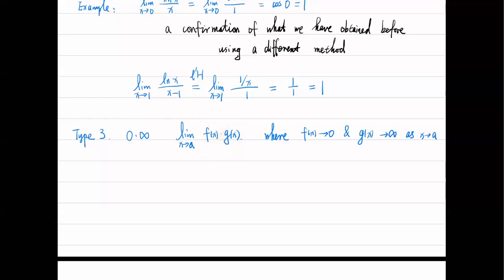There's a competition between the two. Which one dominates? If this one goes to 0 faster than this one goes to infinity, the limit will be 0. If this one goes to infinity faster than the speed of this going to 0, the limit will be infinity. So in this case, we will convert this to one of the previous types. So approach: convert.